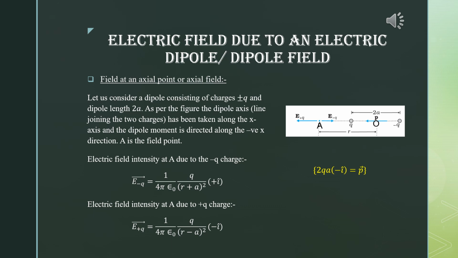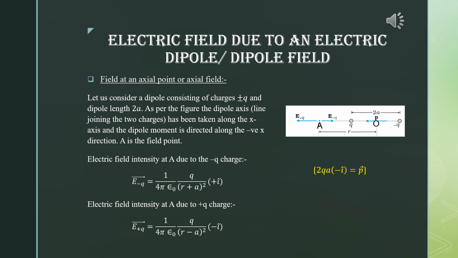So we are talking about electric field due to an electric dipole, which is called dipole field. Now the general case is very complex, but we will take two simplified versions of it, two special cases. The first one is field at an axial point. Axial point means, as I told you, that the line joining minus q and plus q is termed as axis of the dipole. So whenever the point lies somewhere on this line, we call it an axial point.